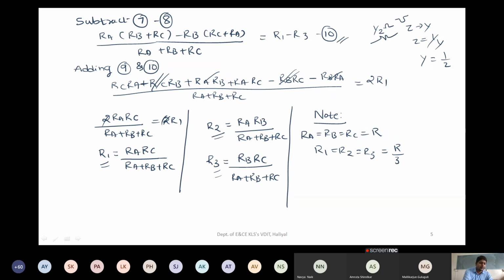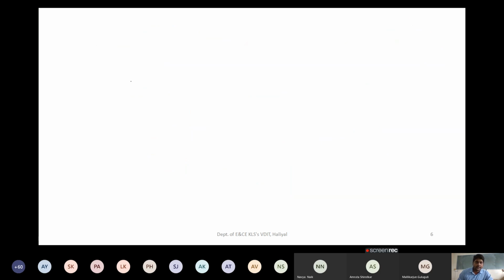Is that clear to everyone? Before we proceed to the next one, that is star to delta, if you have any questions, you may ask. Okay, so we'll go to the next topic, that is the second one, star to delta transformation. This is quite simple for the second case.